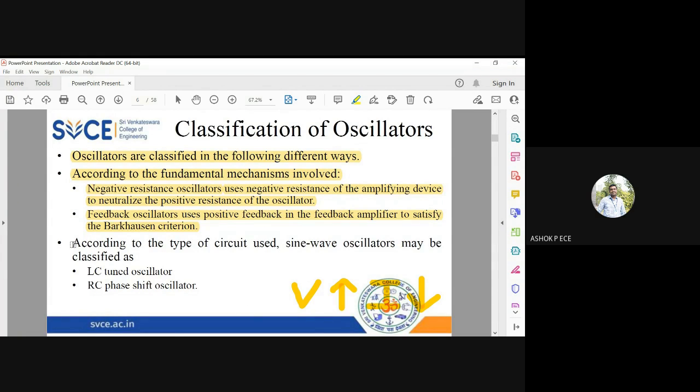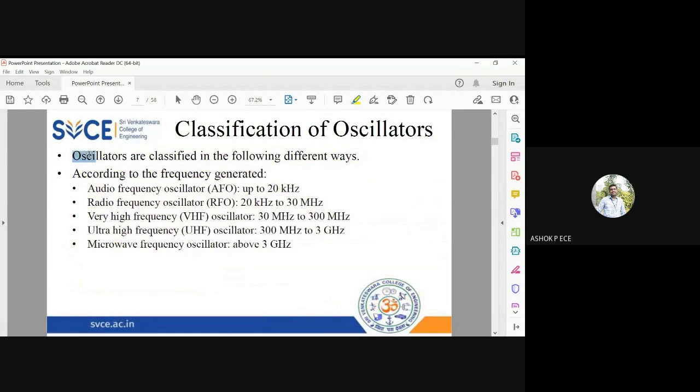So based on the type of circuit for sine wave oscillators, you have LC and RC. LC oscillators use a tank circuit or tuned circuit made up of L parallel to C. And RC circuits, they replace this L with resistance because of the size. And depending on the frequency of the waveform they generate, we have different types of oscillators.